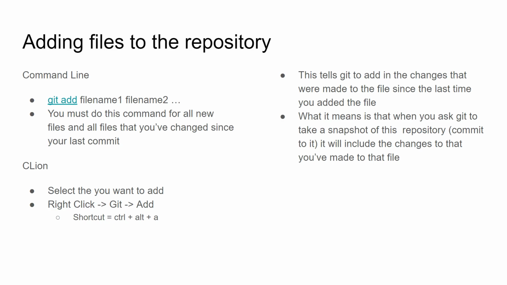For CLine, you only have to add the file once, and then when you do a commit, it will automatically add it in. What this is asking is for Git to keep track of the changes since the last time you made changes to that file. If it's a new file, it will include it in there.